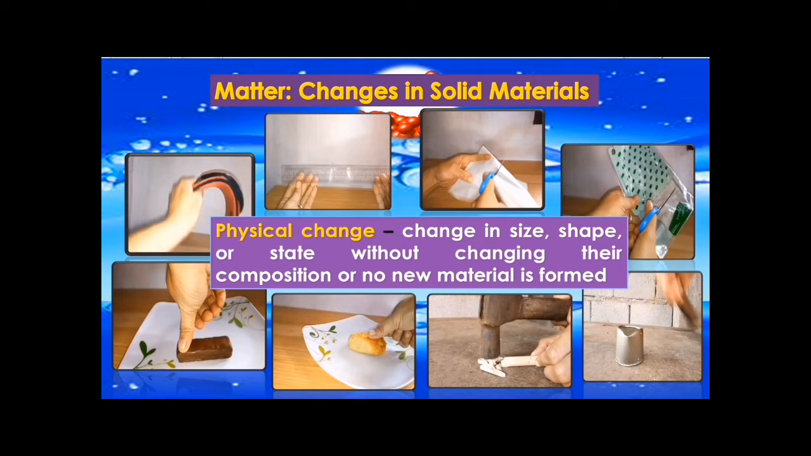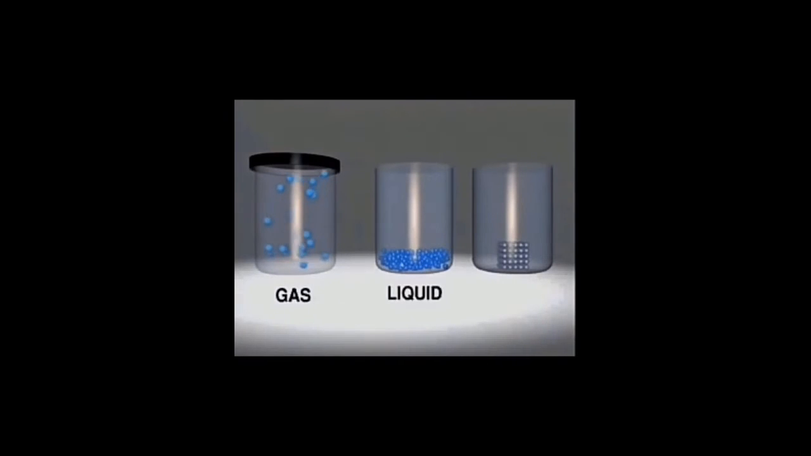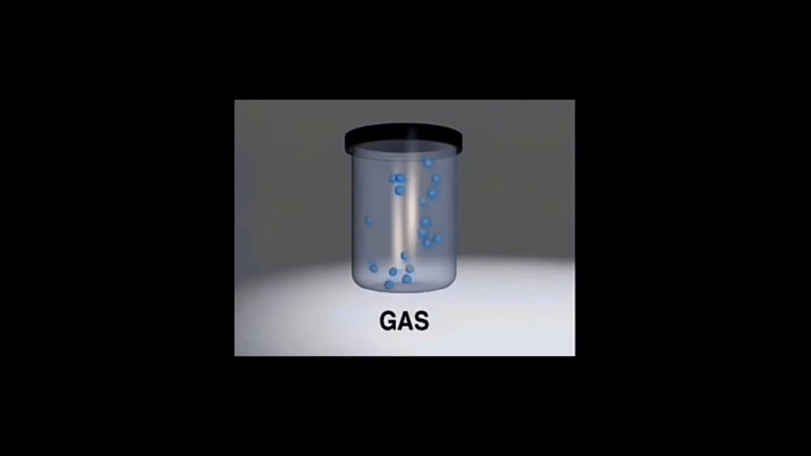So what is the reason why the composition or characteristics of the solid is still the same, or no new material is formed? Let us take a closer look at how molecules in a solid are arranged. As you can see, the molecules of gas, liquid, and solid. Gas has definite mass but has no definite shape and volume. Its molecules are farther apart, so they move freely.